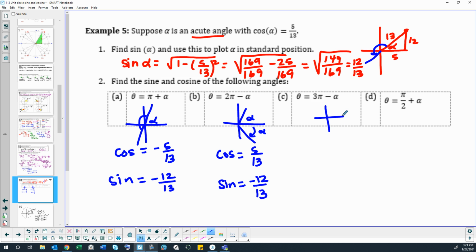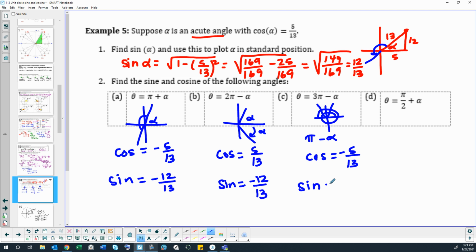Alright, what about 3 pi minus alpha? Ooh, so here's alpha. And 3 pi would mean that we're going all the way around to here and then subtracting alpha. So kind of like pi minus alpha, right? Because isn't 3 pi and pi like the same equivalent coterminal, right? So that would just be quadrant 2. So in quadrant 2 we have cosine is negative and sine is positive.